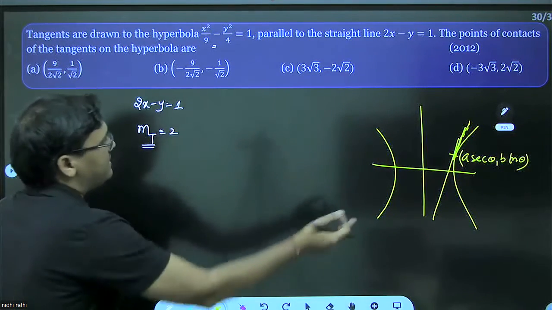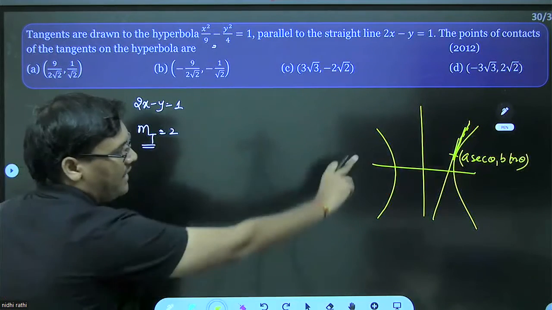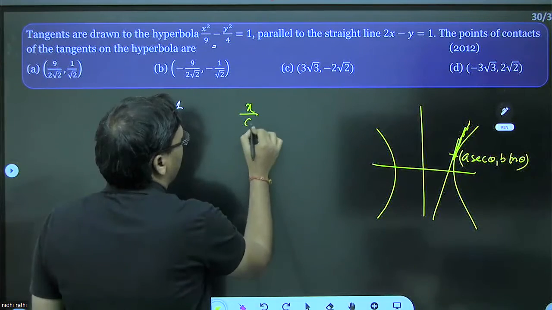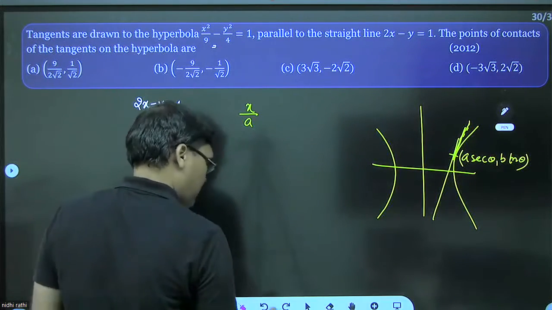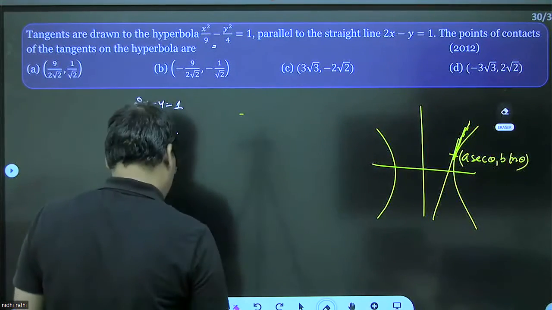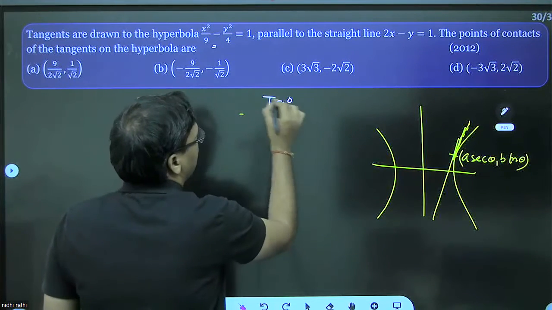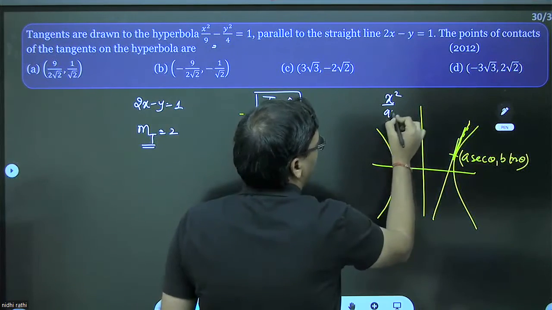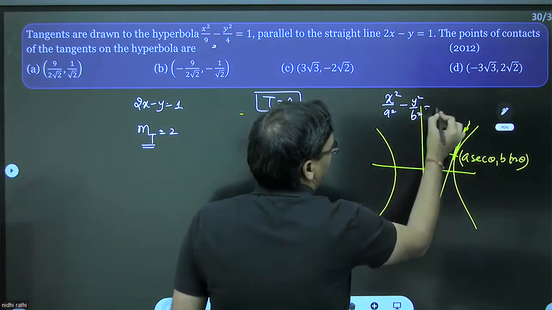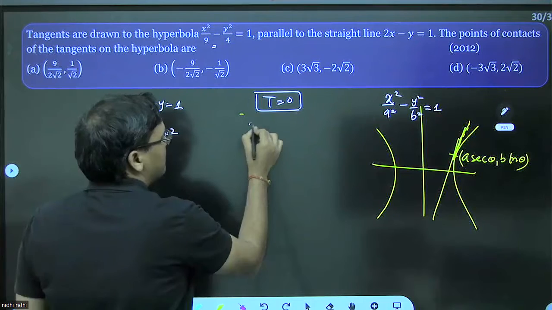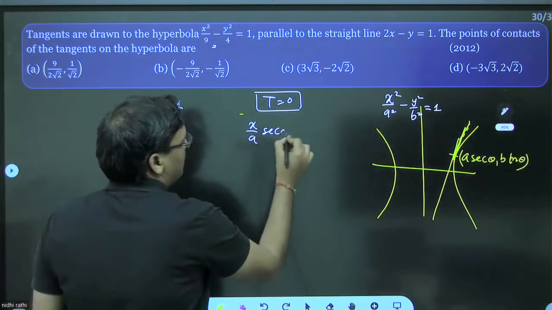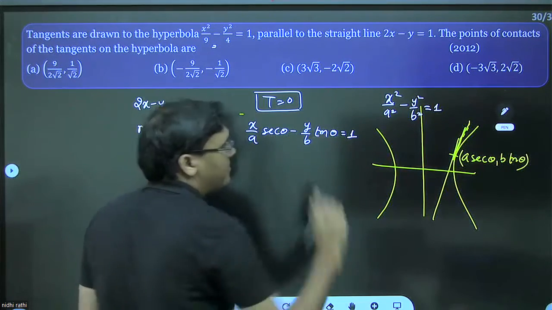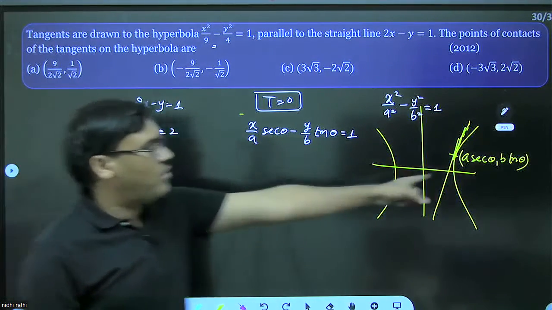Now, what is the equation of tangent to this hyperbola at any point A sec theta, comma B tan theta? Equation of tangent is T is equal to 0. Correct? If you have this x square upon A square minus y square upon B square equal to 1. So what is the equation of tangent? This is x upon A sec theta minus y upon B tan theta. This is equal to 1. This is the equation of tangent at any point A sec theta, comma B tan theta.